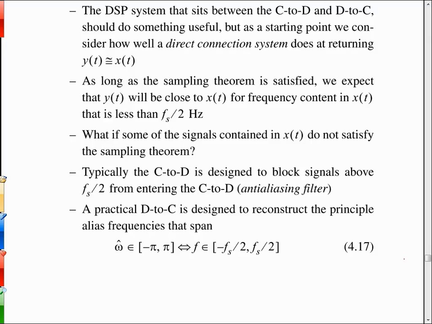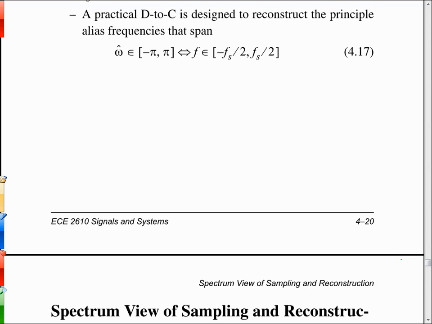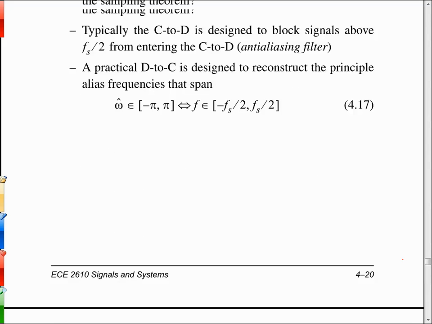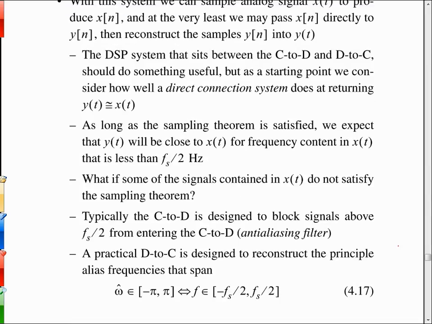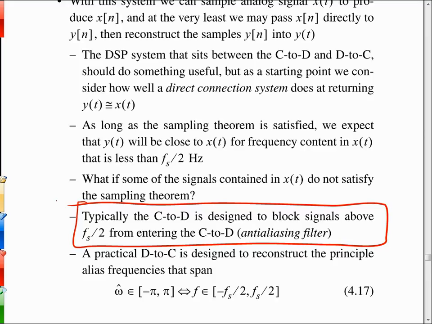Okay, what else do I have in here? This is something that doesn't get played out a whole lot in the class, but it's very important. If we're going to build a DSP system like we've been talking about, one of the things we have to make sure of in the continuous to discrete block is that we don't allow signals in above Fs over 2. And that amounts to building what's called the anti-aliasing filter.